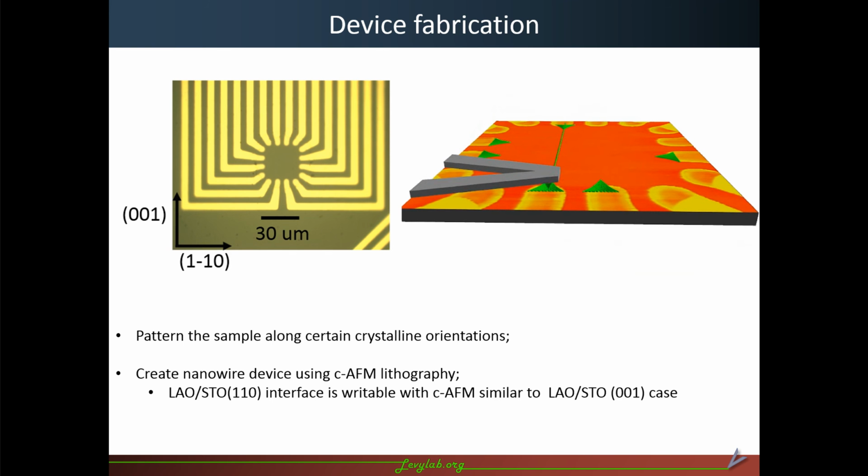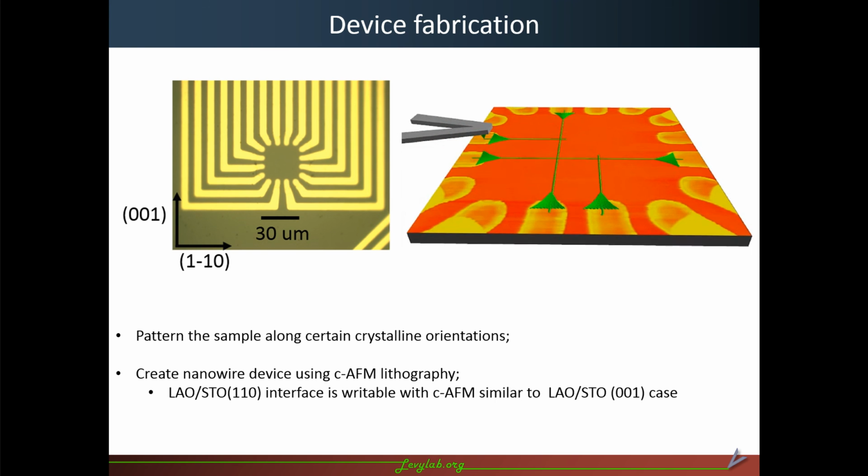Basically, we move a positively biased tip to make one nanowire along the 001 direction and the other nanowire along the 1-10 direction. And after that, we write 2 more nanowires serving as the voltage probes, measuring the 4-terminal voltage drop of the 2 nanowires.